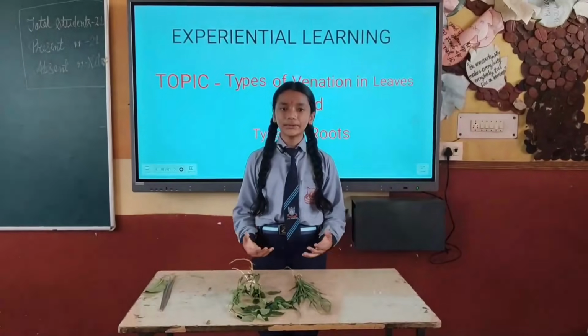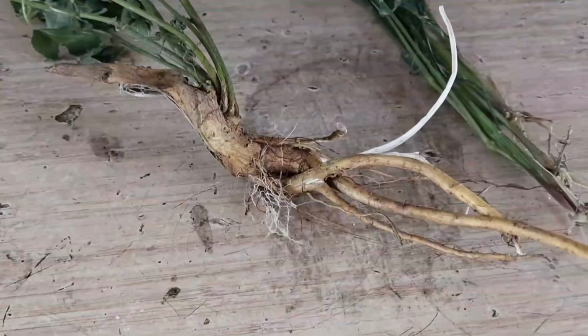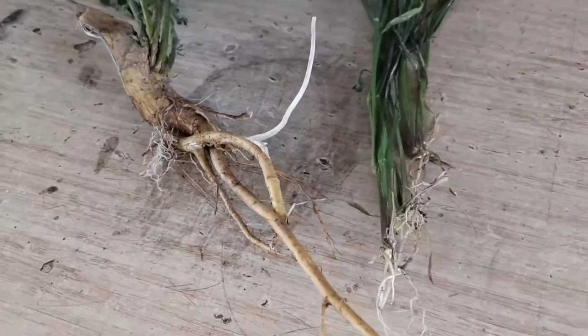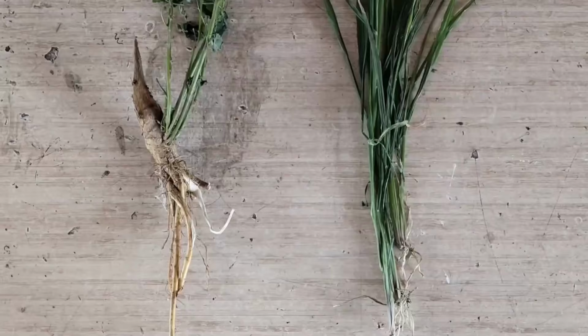Now I am going to show another activity on types of roots in plants. Roots are the underground part of a plant. They help the plant to absorb water and minerals. There are two types of roots, taproot and fibrous root.